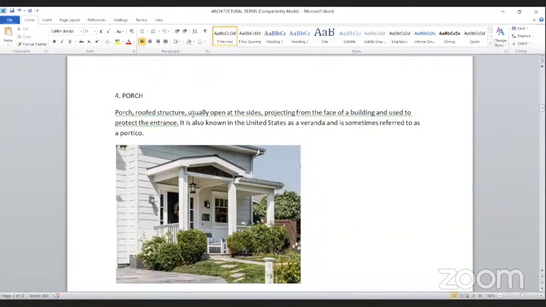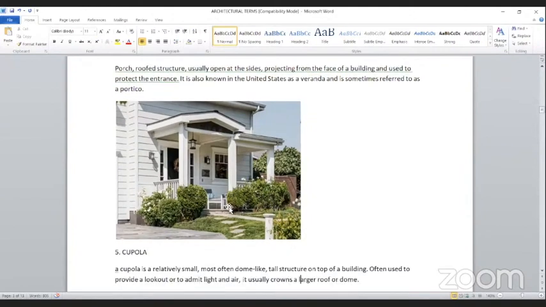Porch is a roofed structure, usually open at the sides, projecting from the face of a building and used to protect the entrance. In the United States, it's called a veranda, or sometimes also referred to as portico. They are the same things, different places, it's called different things. It is usually projecting outwards from the facade of a building. It is to protect the door, the main entrance. It is usually open from the sides.